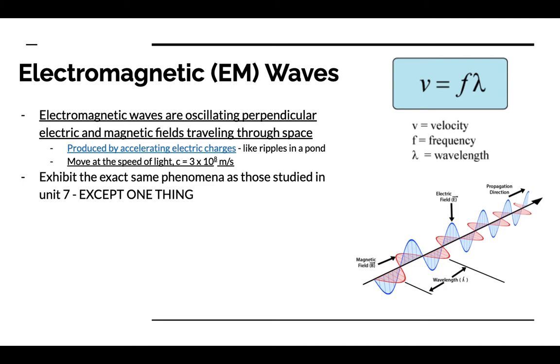Electromagnetic waves also exhibit the exact same phenomena as those studied in Unit 7, except one thing. They exhibit refraction and reflection, except electromagnetic waves do not require a medium to exist. If you remember from Unit 7, waves require a medium in order for energy to be transferred from one location to another. Electromagnetic waves do not require a medium to exist. And this was actually one of the motivating factors for the development of special relativity.